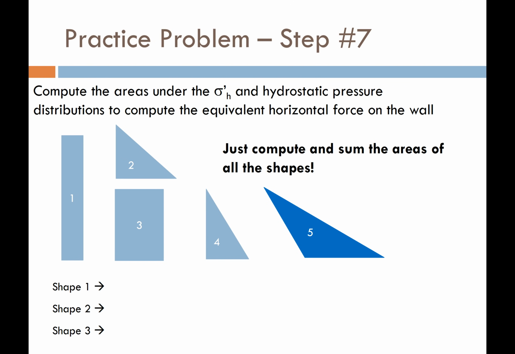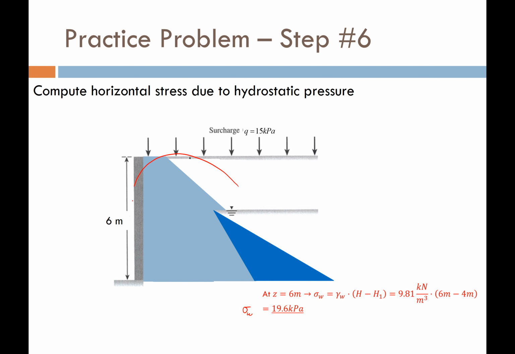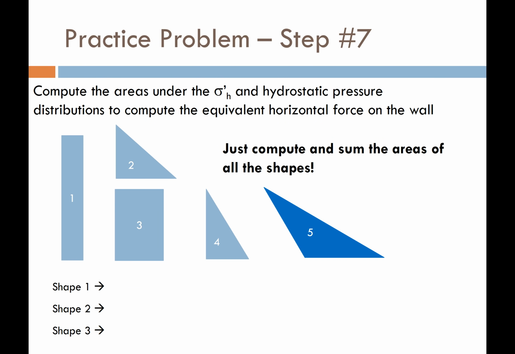So take this big stress distribution. Here, let me outline it. Take this big stress distribution and just break it up into shapes. And that's all I did here. I just broke it up into shapes where I know the dimensions, and I know the values of the stresses. And all I have to do then is compute the area of these shapes and sum them up.